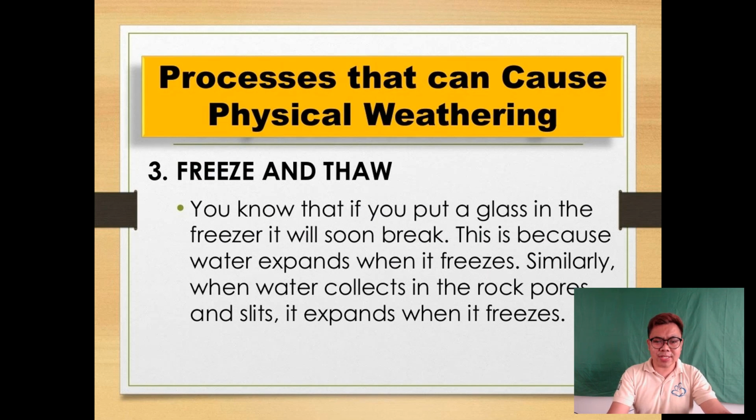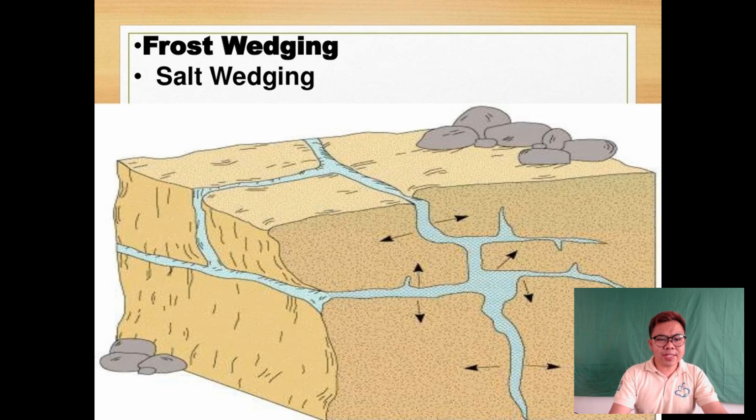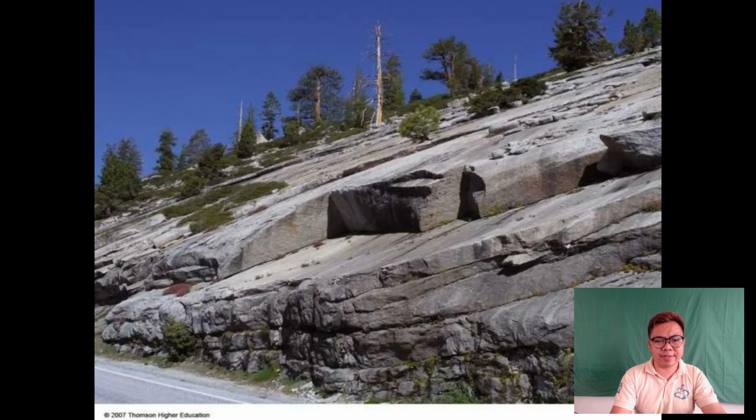Another process that can cause physical weathering is the freeze and thaw. You know that if you put a glass in the freezer, it will break soon. So this is because water expands when it freezes. Similarly, when water collects in the rock, pores, and slits, it expands when it freezes. Ganon din sa bato. Ayan po. This is one example, no? Ayan. This is an example of frost wedging and salt wedging then.